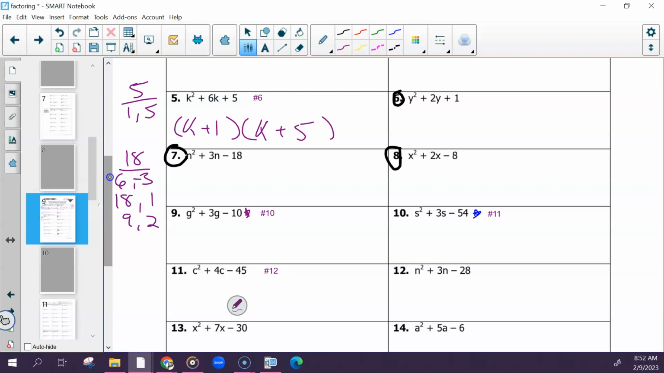Negative 9 plus 2, that would be negative 7, and negative 2 plus 9 would be positive 7. So none of those work. So it would have to be these. So then, still, same rule, use that variable, put it in front. Whatever these are, use that. So it would be n plus 6 and n minus 3.